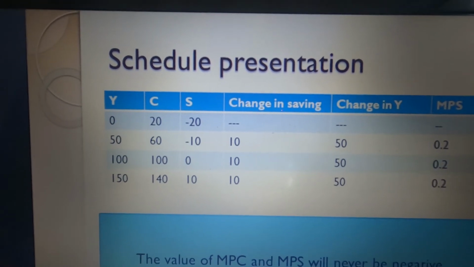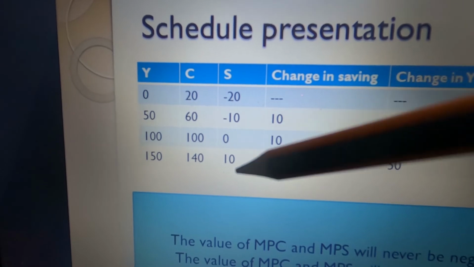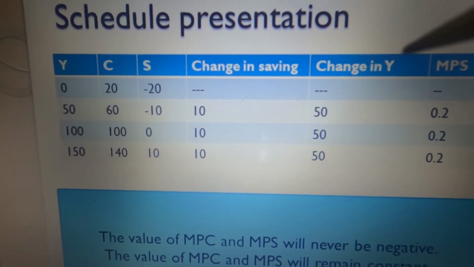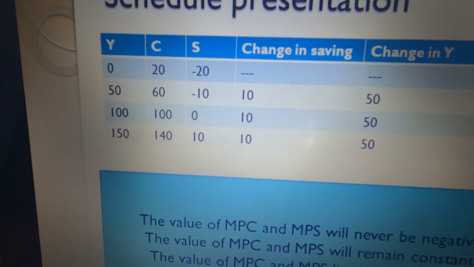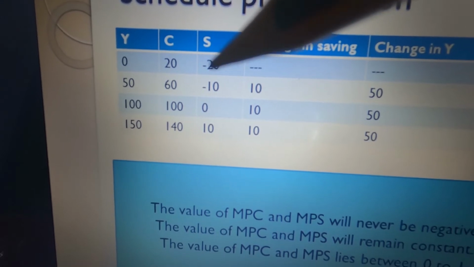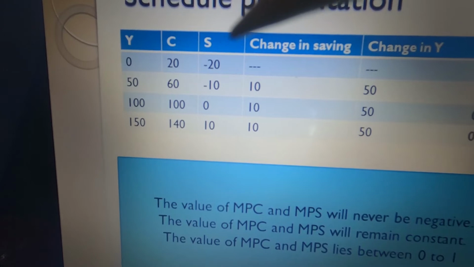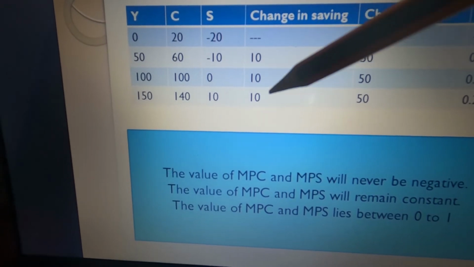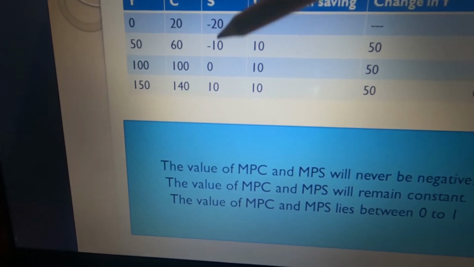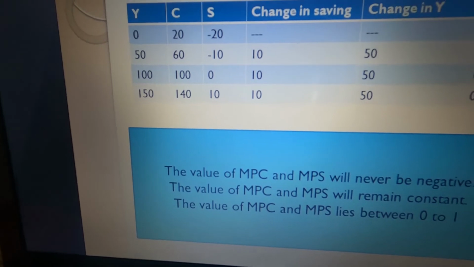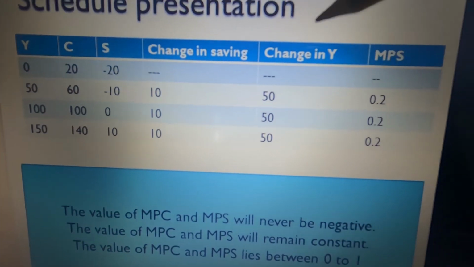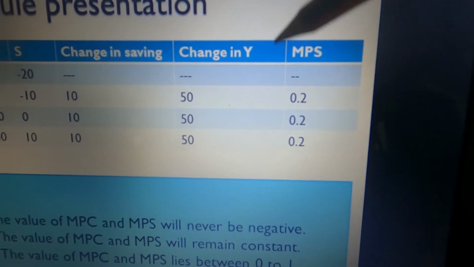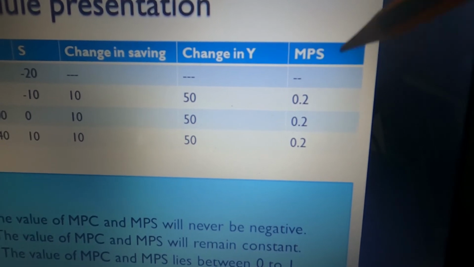Now see here, schedule presentation. Income is given, consumption is given, saving we have seen just now. Now we have to find out MPS. So we have to go for change in saving and change in income, right? Change in income we have seen before. Change in saving, again the same thing. Initially we don't see any change. The next ones: minus 10, minus 20, 10, then 10, then 10. Like this you have to go for change in saving. Using these two you will get MPS, which is 0.2, 0.2, 0.2. This is constant here. This we have seen in the saving function.